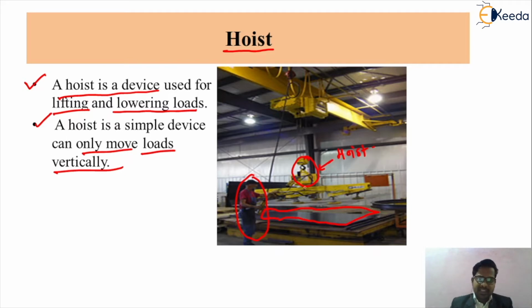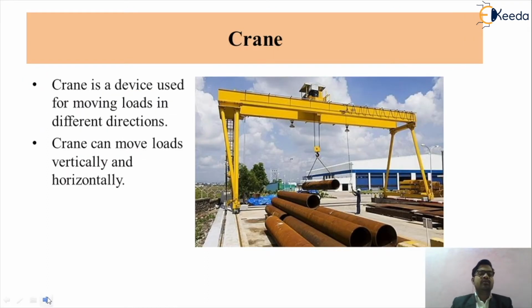So friends, as we've seen, this is the device which is called a hoist. This device only lifts the load vertically, not horizontally. The second type of device is called a crane. What do we mean by the crane? So this is the crane. A crane is a device which is used for moving loads in different directions. Basically in industry we are using both cranes and hoists simultaneously for driving a particular load.